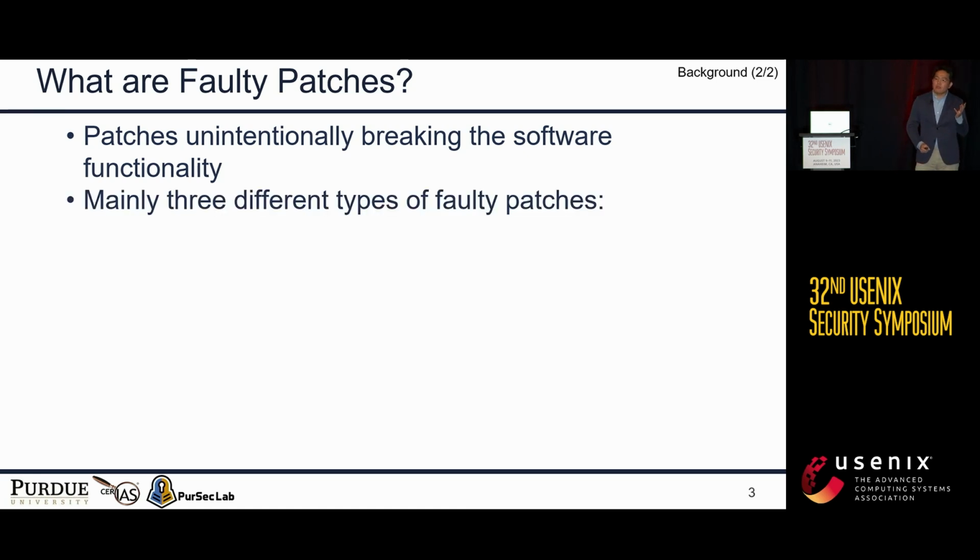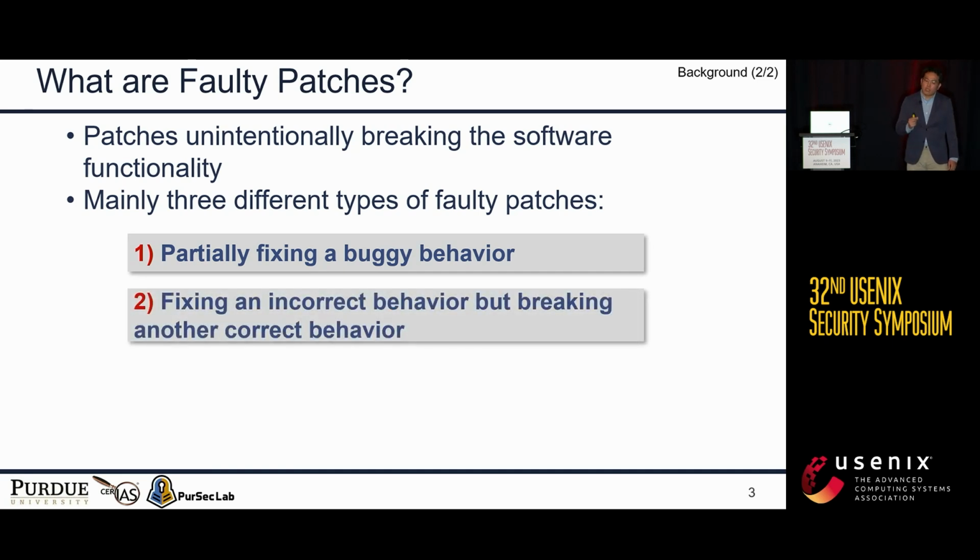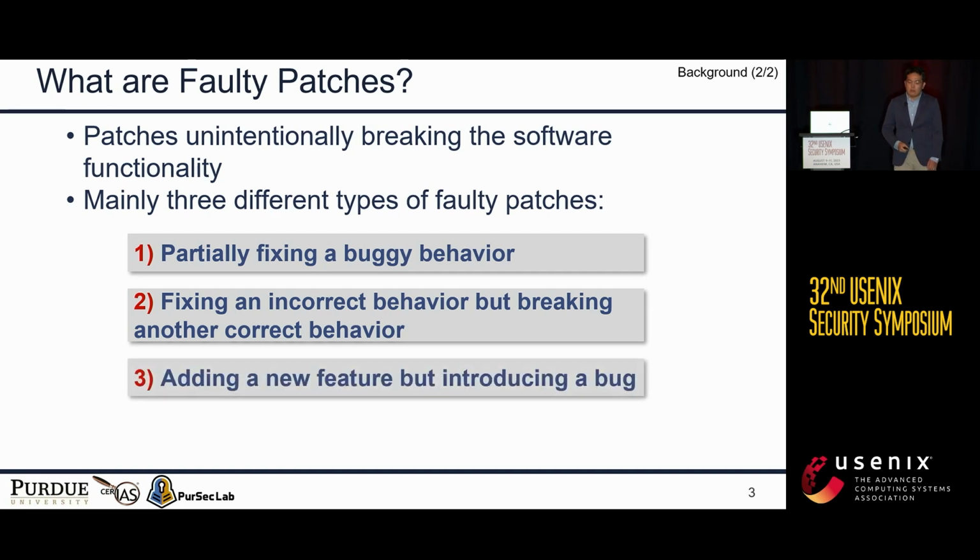So there are three different types of faulty patches. First, the faulty patch only partially fixes a buggy behavior, which means that we can still trigger the buggy behavior in different program contexts. Second, the faulty patch fixes an incorrect behavior, but breaks another correct behavior. Third, the faulty patch adds a new functionality to the software. However, unfortunately, the patch code includes a buggy code line.